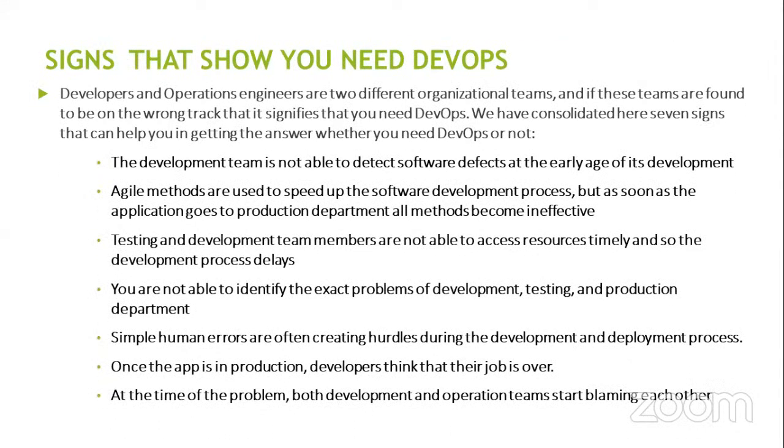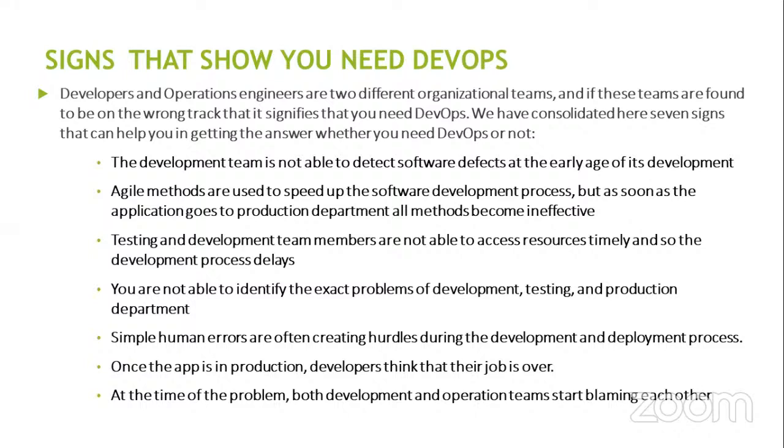And signs that show you need DevOps. Earlier, the development team was not able to detect defects in software in the early stage of development. Agile methodologies were used, but agile is limited to development only. For our deployment purposes, we need DevOps. And testing and development teams are not able to access resources in time, so the development process gets delayed.